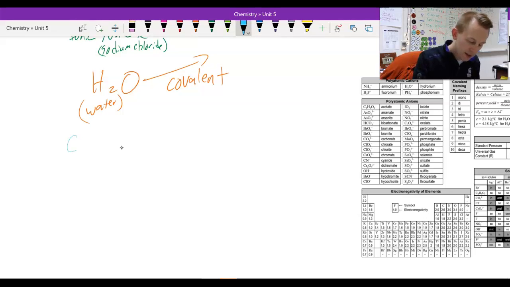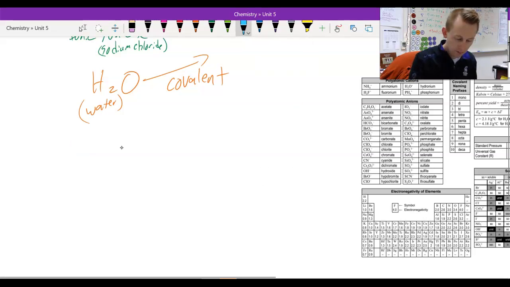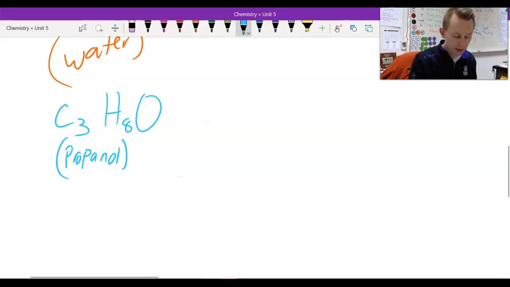Right, now we've got C3. Let's change that just a little bit here. There we go. C3H8O, aka propanol. Don't need to know that, but that's what it's called.